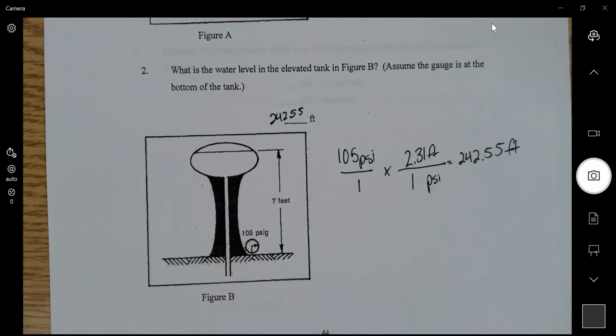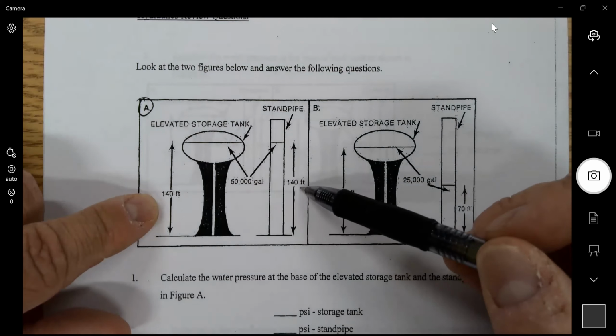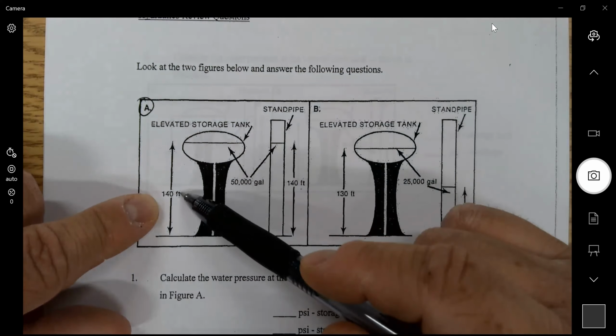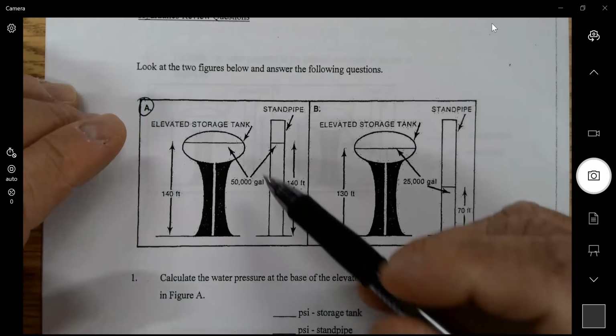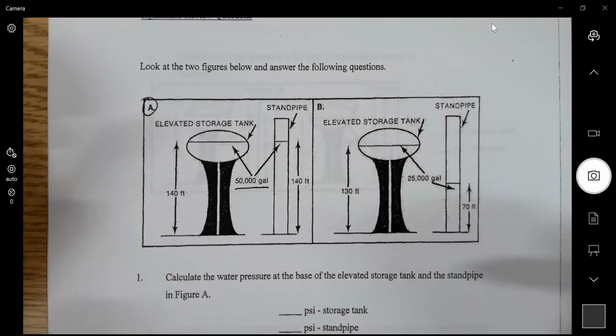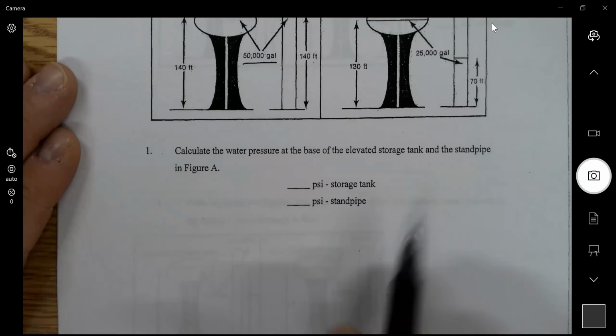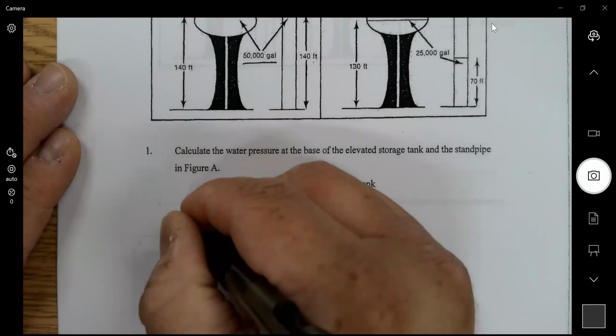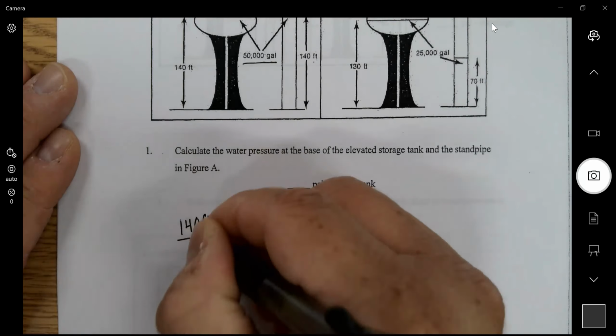Look at the two figures below and answer the following questions. Calculate the water pressure at the base of an elevated storage tank and a standpipe in figure A. So what I need to garner from this is I need two pressures, but I need to know how high they are in order to solve for them. So I have 140 feet here and 140 feet. Does the 50,000 gallons even matter? No, because it's not based on the amount of water, even though it's equal. It's based on the height of water. And since they're both 140 feet, if I solve for one of them, I'm going to solve for both.